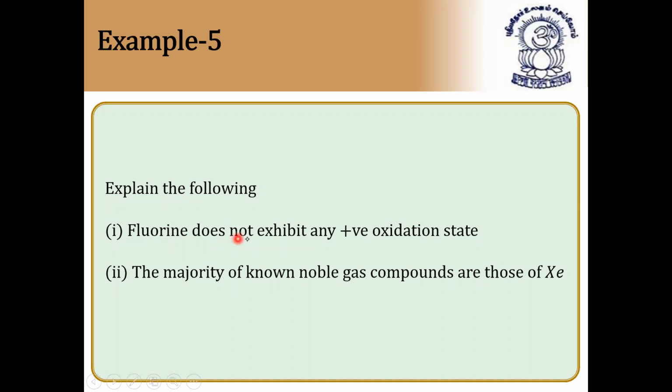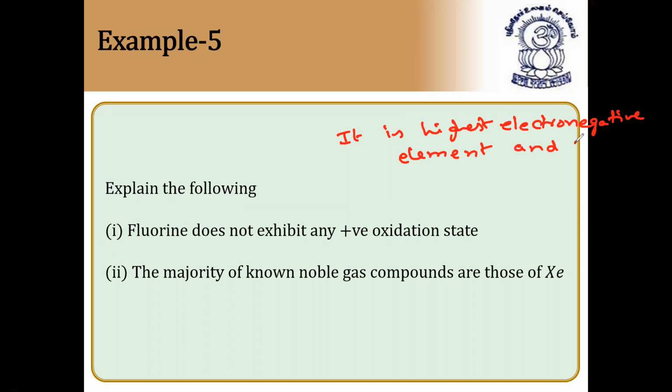Explain the following. Fluorine does not exhibit any positive oxidation state because it is the most electronegative element. No need to write small size, only the most electronegative element. So that's why it does not exhibit any positive oxidation state. With other elements, it shows negative only, because the other element becomes positive.